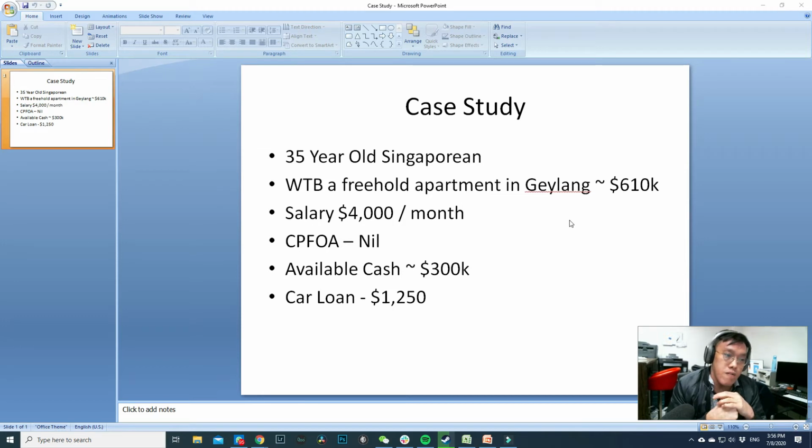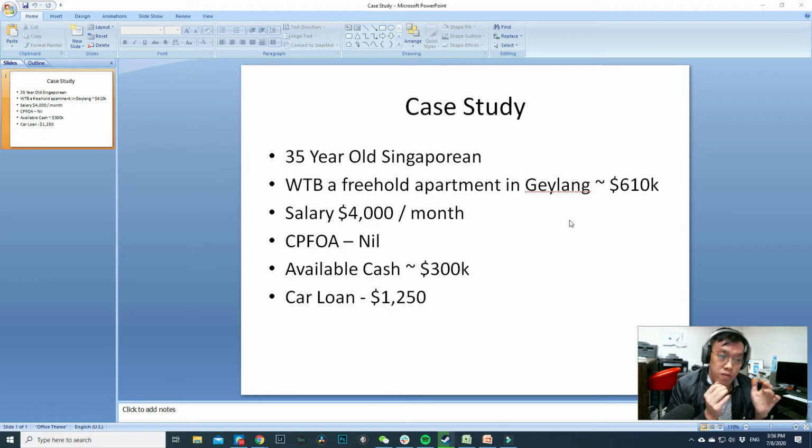So effectively her CPF OA is nil. I think maybe she has some of it that is being invested or something. Anyway, the conclusion was there's no CPF OA available to utilize for this purchase. But she does have available cash of about $300,000. She drives a car, so she took on financing for her vehicle, and her monthly repayment obligation is $1,250.